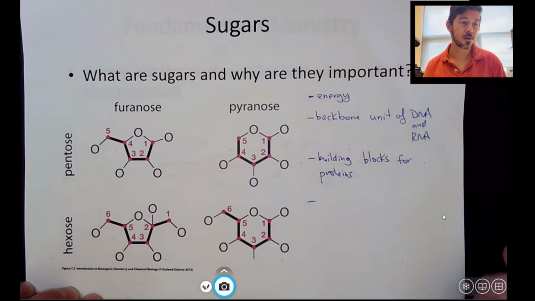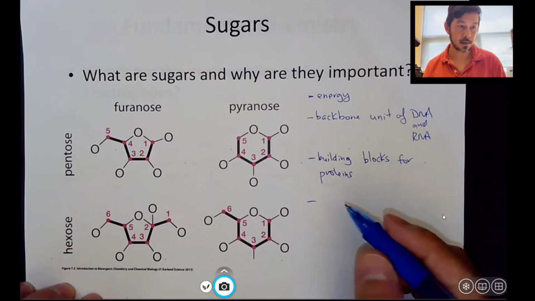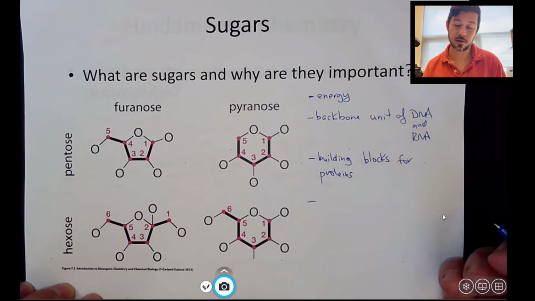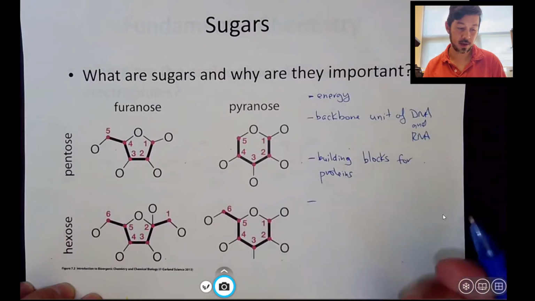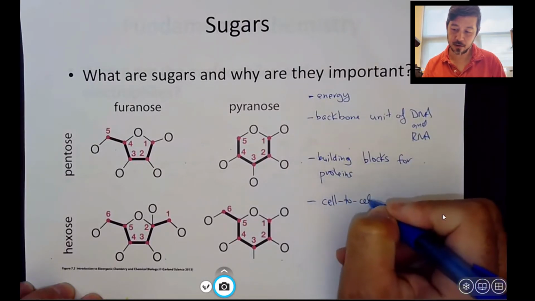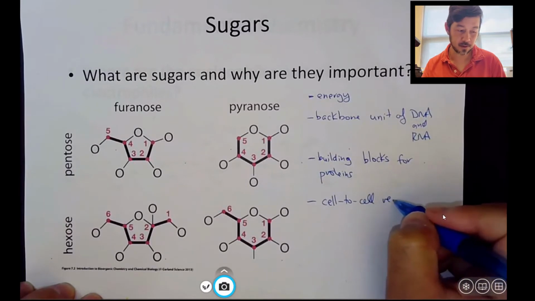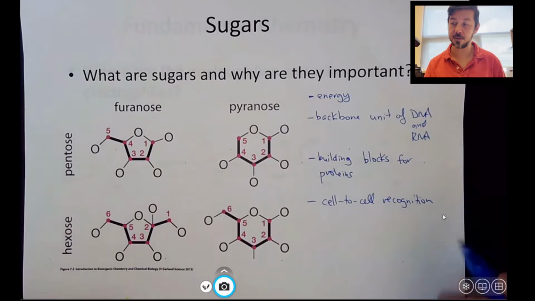Some other important things about sugars: they're very important in the body for cell-to-cell communication and recognition. So oftentimes a lot of these glycoproteins might be fixed on the outer surface of a cell, and this can be an important signal and an important way for cells to talk and communicate with one another. And there are other important things about sugars. These are just some of the main ones I wanted to highlight and talk to you about.